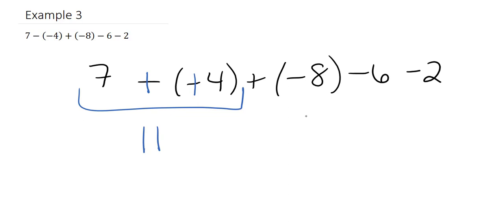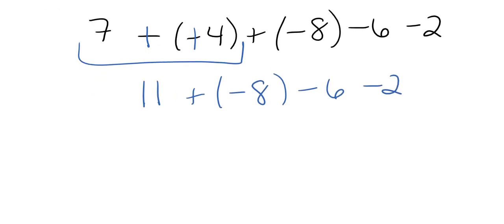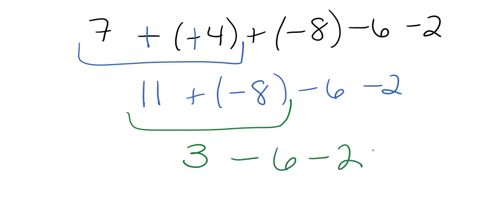Then we're going to write the rest of this, right? So we have plus -8 minus 6 minus 2. Well, 11 plus -8 is really just 11 minus 8, if we were to do these two. So that would be equal to 3. And then we have -6 minus 2.